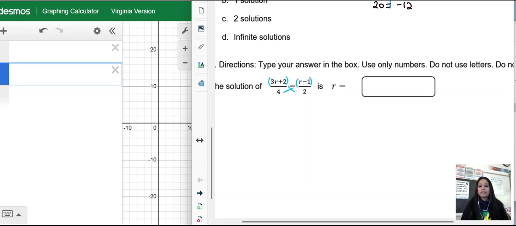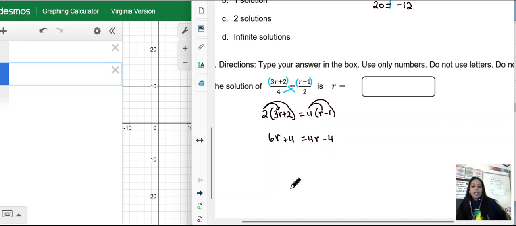So we're going to go ahead and cross multiply. Notice how I'm going to set up this equation. So you have 2 times 3r plus 2 equals 4 times r minus 1. Okay? All right, so we're going to go ahead and distribute. So 2 times 3 is 6r, and then 2 times 2 is 4, equals 4 times r is 4r, and then 4 times 1 is negative 4. All right, I cannot just take out the 4s because one is positive, one is negative. They're not the same thing, so I'll leave that alone.